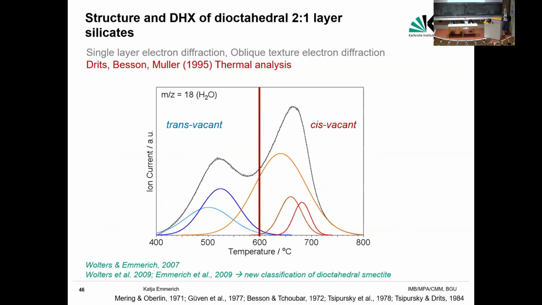But luckily, Victor Drits and some co-workers of his figured out from studying illites that there is a relation between the octahedral structure, which in illites we get from X-ray diffraction analysis, and the dehydroxylation behavior. They figured out that transvacant 2-to-1 layer silicates dehydroxylate at lower temperatures compared to the cisvacant dioctahedral 2-to-1 layer silicates. And so we now can use thermal analysis to obtain the information on the structure of the octahedral sheet of dioctahedral 2-to-1 layer silicates.